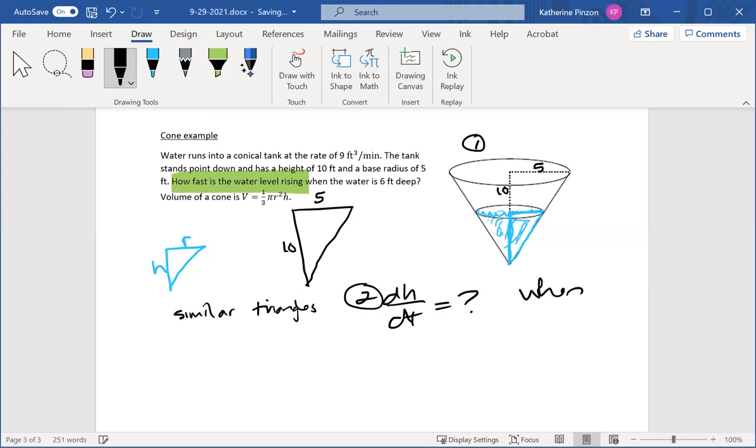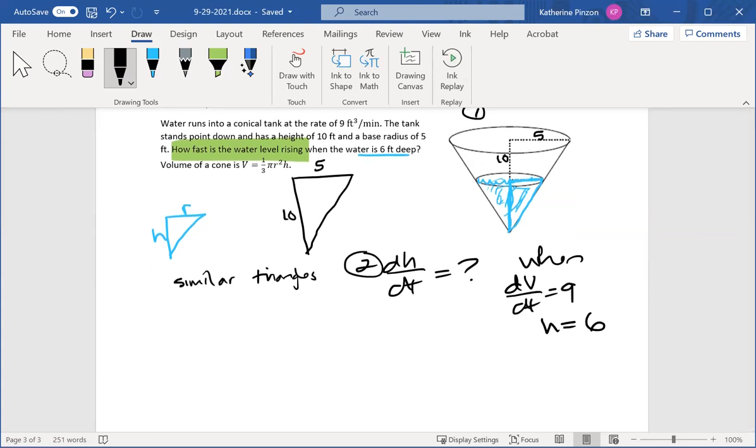Okay, what do you know? What is the 9 feet cubed per minute? That's the volume. dV/dt, perfect, is 9. H, yep, is 6. Yeah, the water is 6 feet deep, so H, the height of the blue triangle, is 6. Okay. Step number 3.